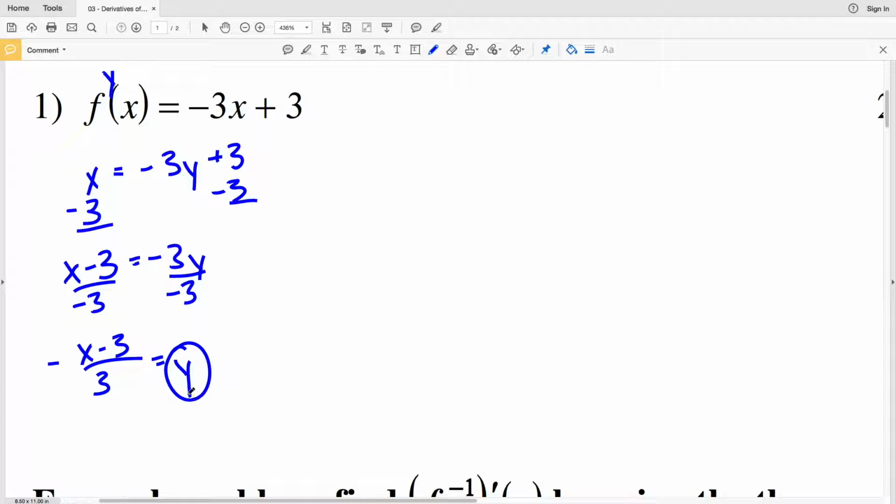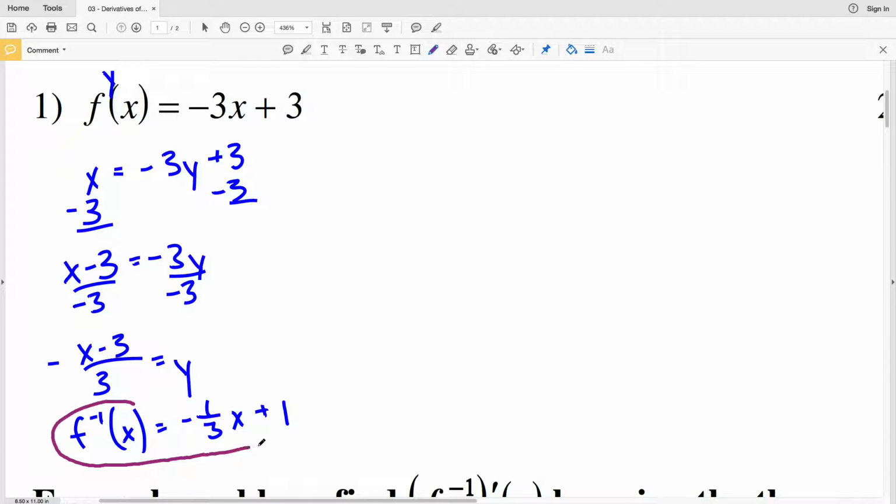But remember, this y is my inverse function, so now I'm going to write this in inverse notation. So the inverse function of x equals negative x over 3, so negative 1/3 x, minus a negative, so plus 3 over 3, which equals 1. So here we have the inverse function of f of x, which is negative 1/3 x plus 1. Now we're going to take the derivative of that.